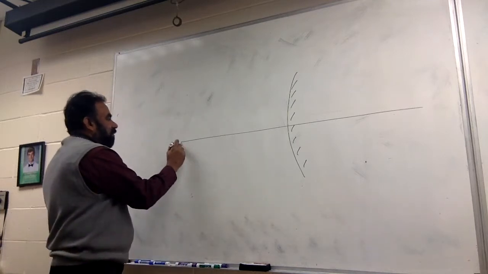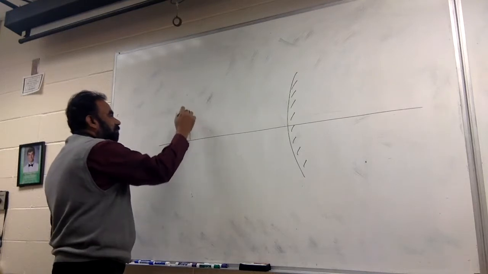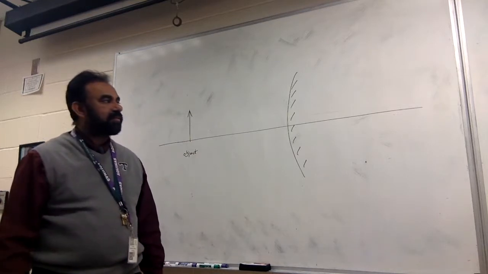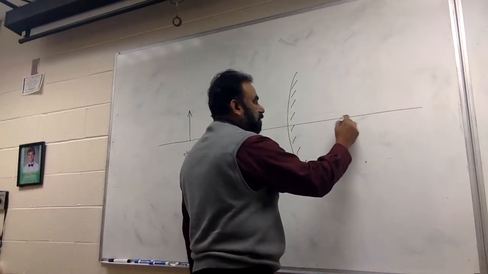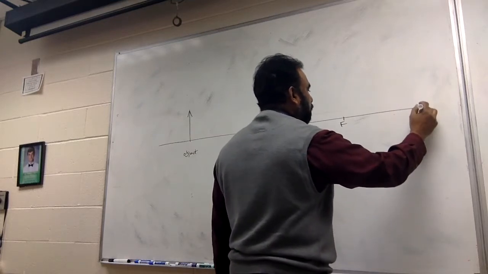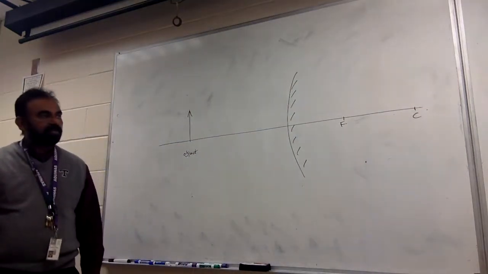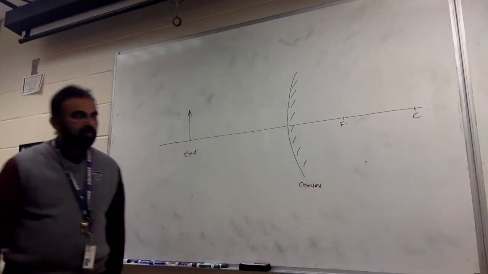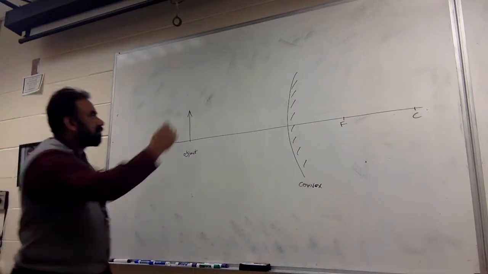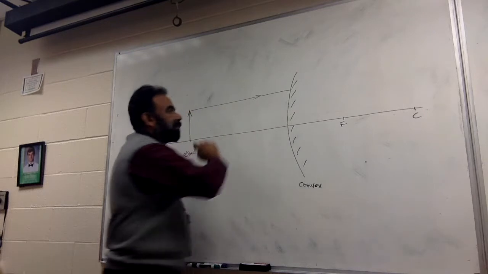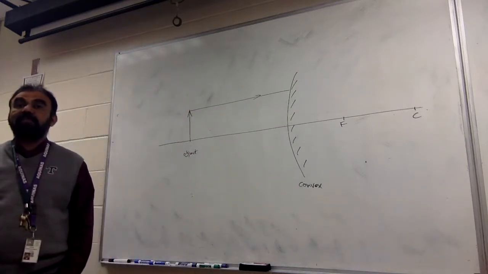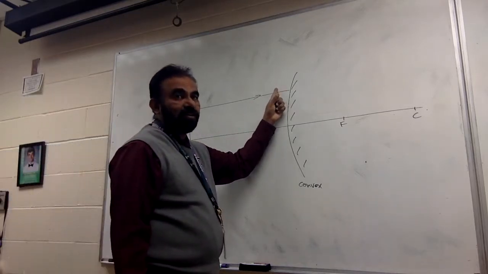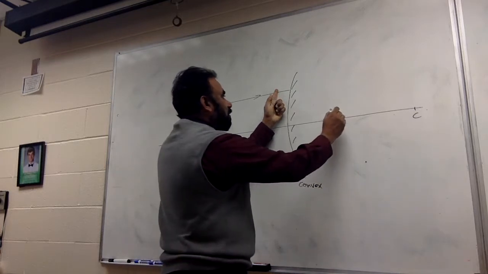So that's the principal axis. So if I put the object here, if I put the object there, let's mark the focus, let's mark the center of curvature. So this is a convex mirror. Looking for rays now. The first ray, a ray that goes parallel to the principal axis. What happens to it after reflection? It bounces off in such a way that it goes away from the focus.